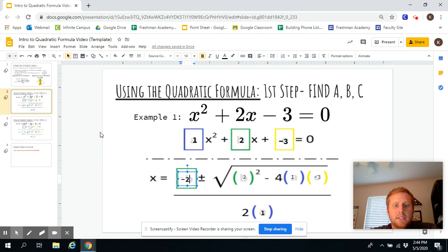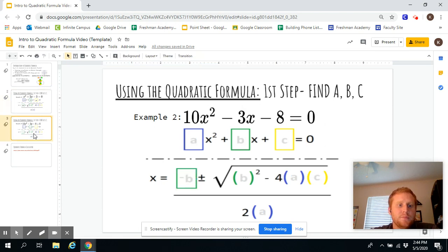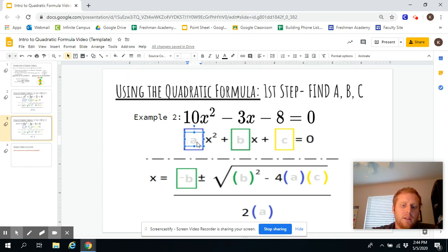Let's go ahead and go to our last example, all right? Our last example is 10x squared minus 3x minus 8. And we have to go ahead and do the same thing we've done before. We got to find the a, the b, and the c. So we come right here. The number beside the x squared is 10, so the a is 10. Then we have our b, bx, so the number beside the x is -3. Then we have -8.